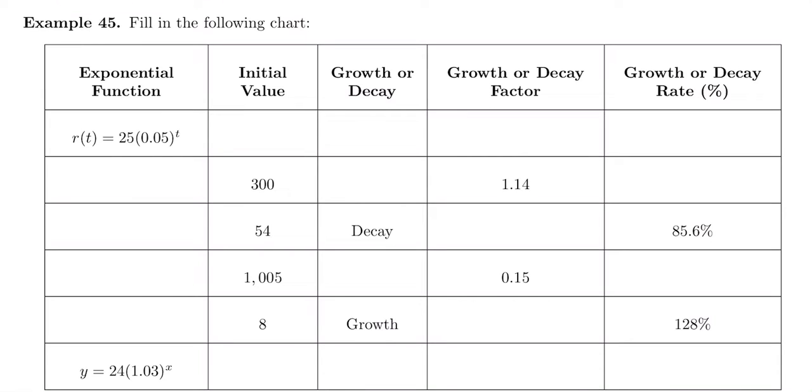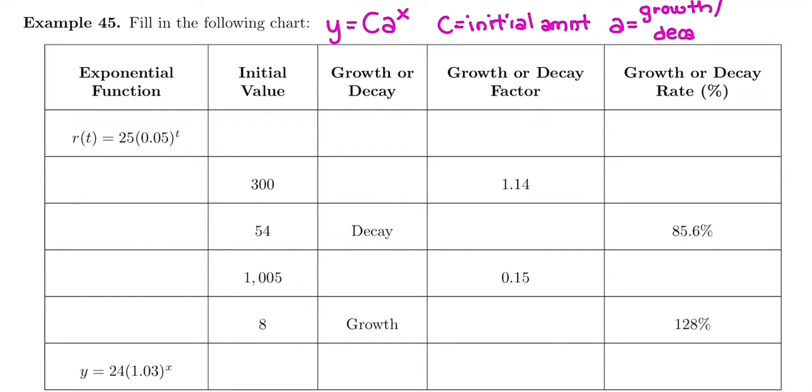Here we are just going to explore different pieces of an exponential function, just deciphering rates as a percent from factors given in the y equals c times a to the x formula. So you want to keep in mind that in y equals c times a to the x, c is the initial amount and a is the growth or decay factor. Not the rate. The rate is a percentage. So it's growth if it's bigger than 1, and it's decay if it's between 0 and 1.